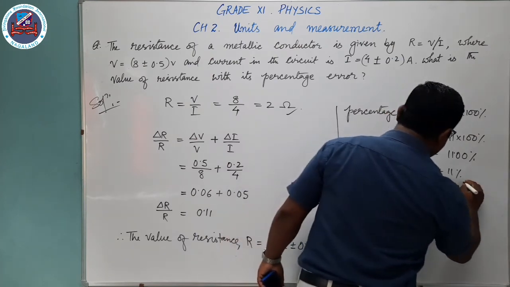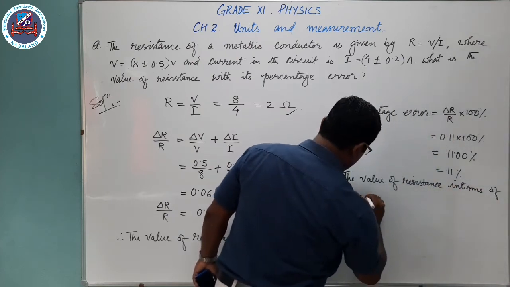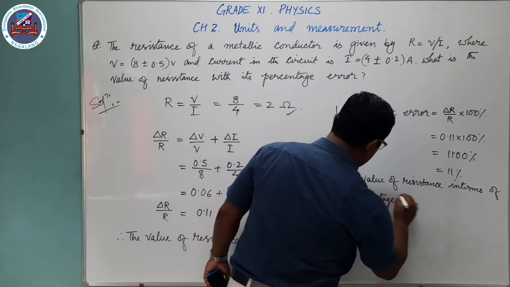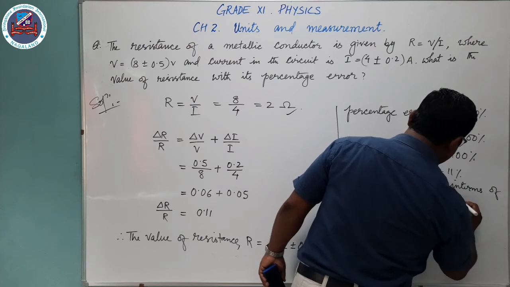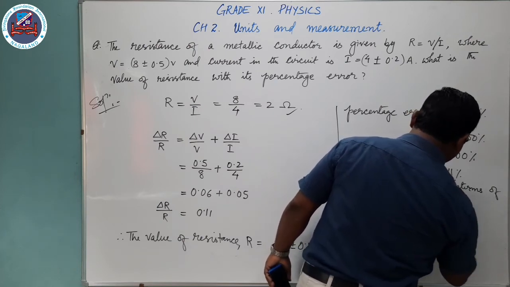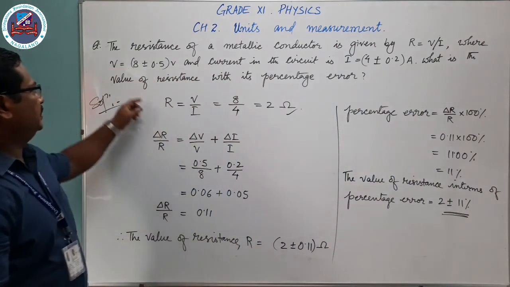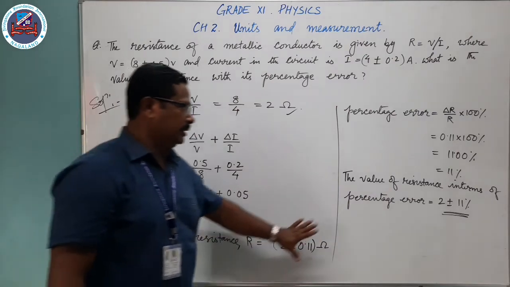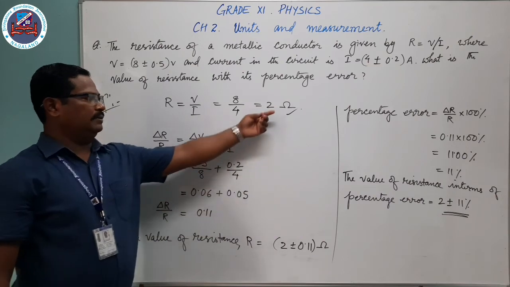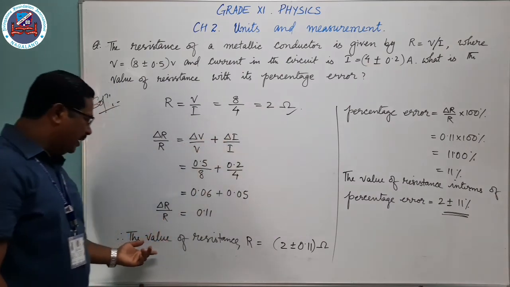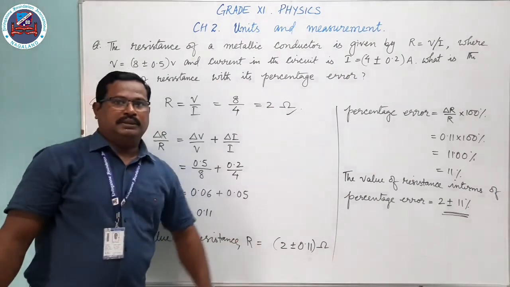The value of resistance in terms of percentage error will be 2 ohm plus or minus 11%. Like this you can measure the resistance with its percentage error. Sometimes it may come directly like this to find out. In that case, multiply by 100% and then add or subtract with this true value. But if they ask you in terms of relative error, then this will be your answer.